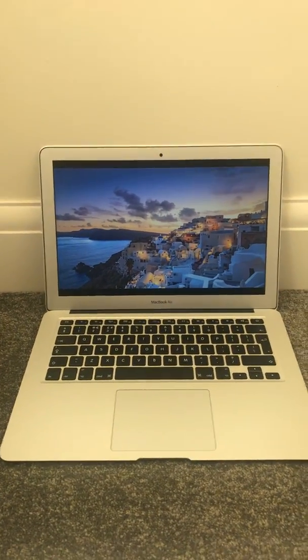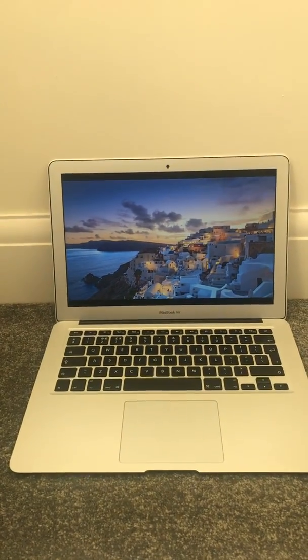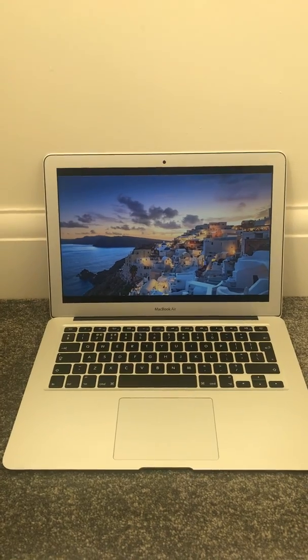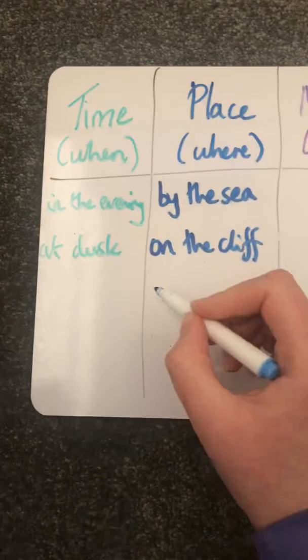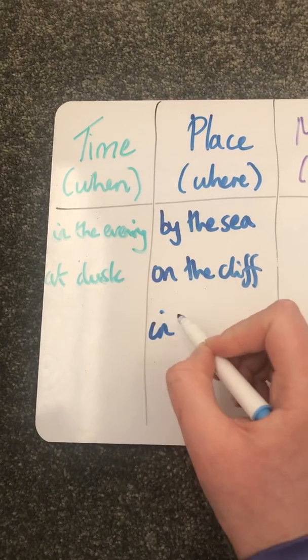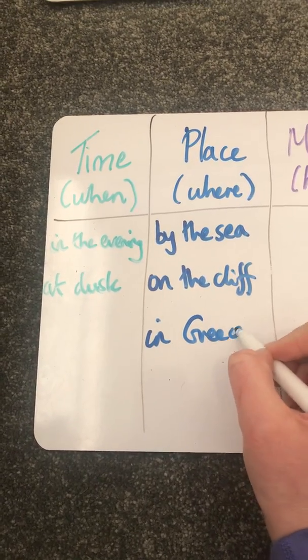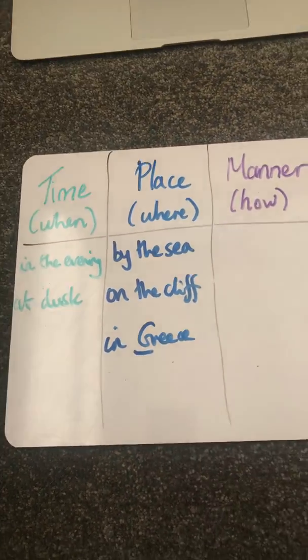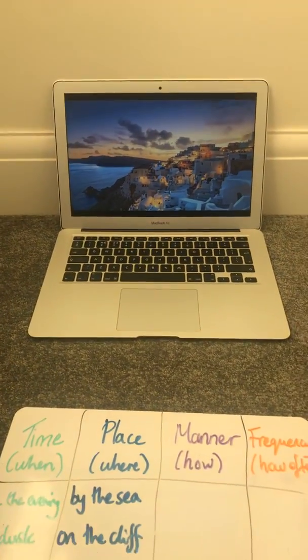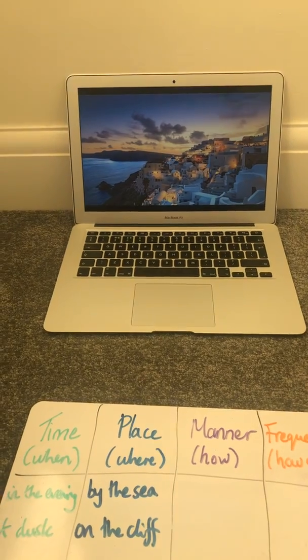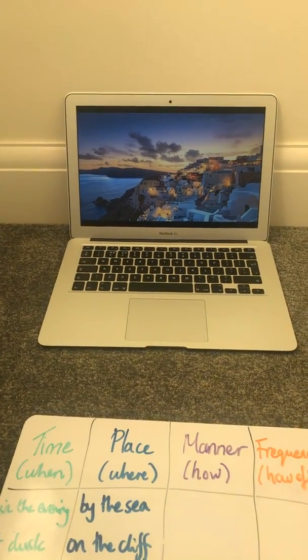Or I might be more specific and think this looks like it could be somewhere like Greece in the Mediterranean, a nice island. I could say in Greece, capital letter for the name of a country. It's important. Adverb of manner, so that would show me how something is happening in this picture.